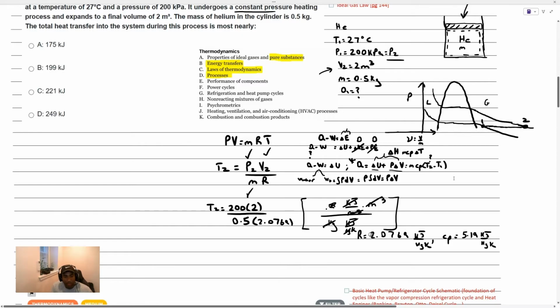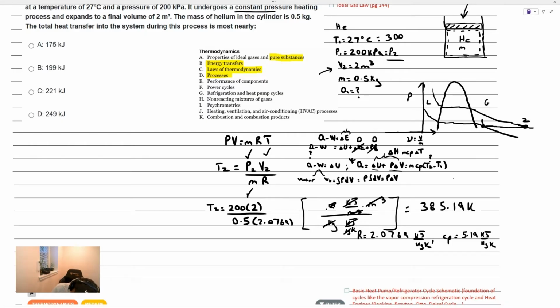We go ahead and quickly compute this. It's just 800 divided by 2.0769. We get that T2 is equal to 385.19 Kelvin. And we were given T1 of 27 degrees Celsius. Remember, we have to convert that Celsius into Kelvin. 27 plus 273.15 is 300.15.